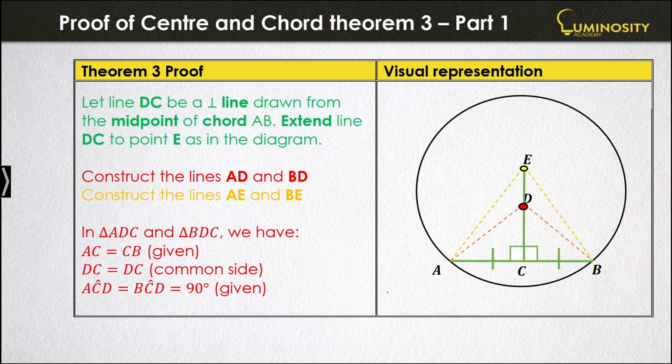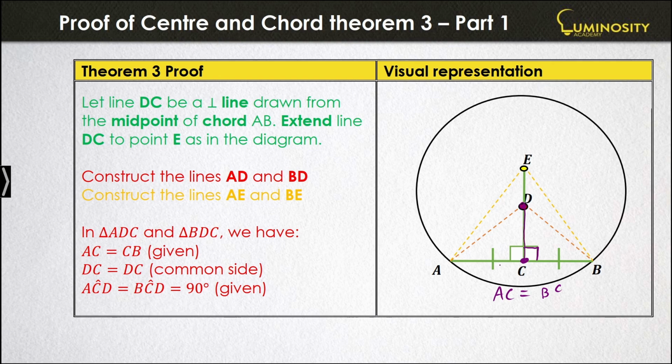So what we will do is we'll let the line DC be a perpendicular line drawn from the midpoint of the chord AB. Okay, so we have the chord AB, the midpoint here, which implies that AC equals BC. From that midpoint, just draw a perpendicular line upwards. Okay, we don't know if it passes through the center yet. We want to show that it passes through the center. So we'll just call the point D anywhere inside the circle that joins this perpendicular line up here.